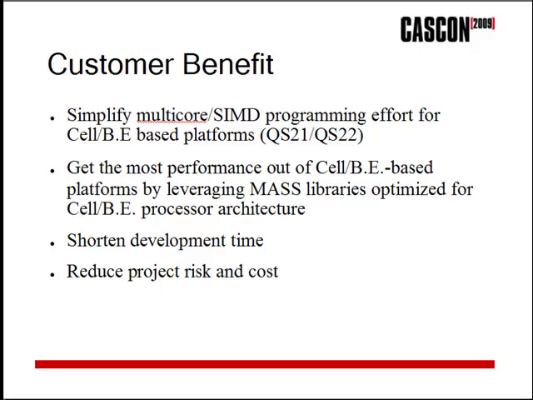Let's look at the customer benefits. Now customers can simplify multi-core and SIMD programming effort on the Cell Broadband Engine platforms, namely the QS21 and QS22. It also allows customers to get the most performance out of the Cell Broadband Engine platform by leveraging the MASS libraries that are optimized for this processor architecture. And this will also help shorten development cycle and reduce project risk and cost.